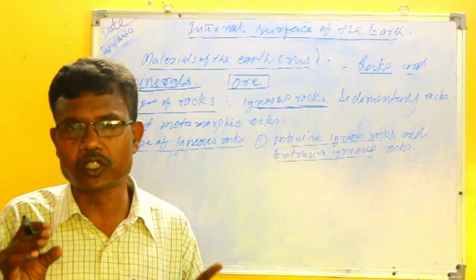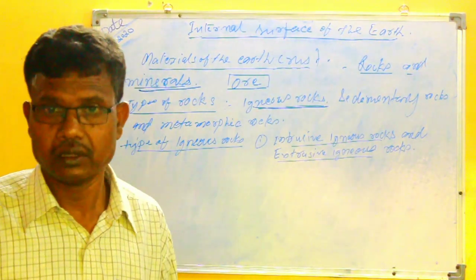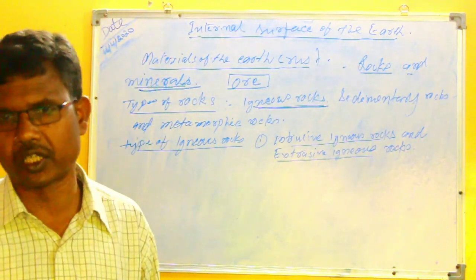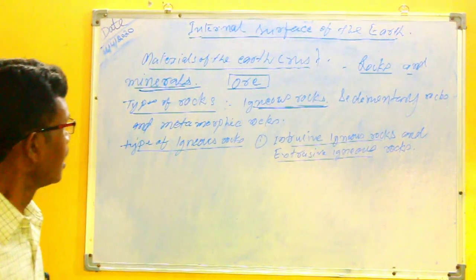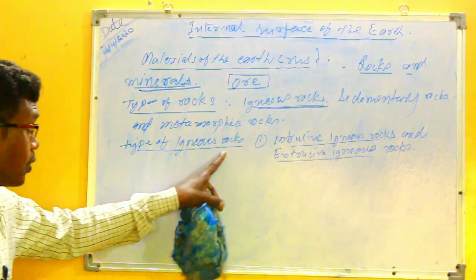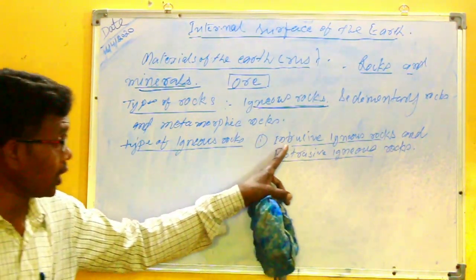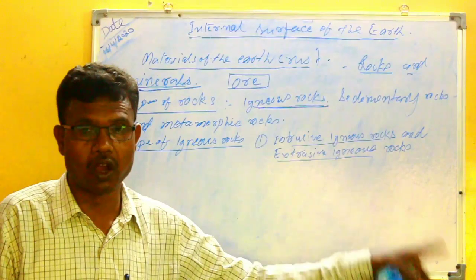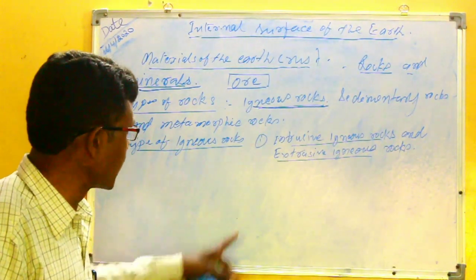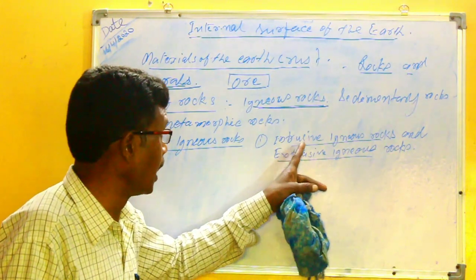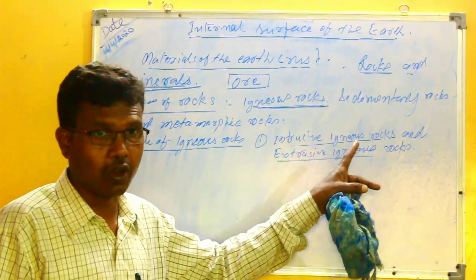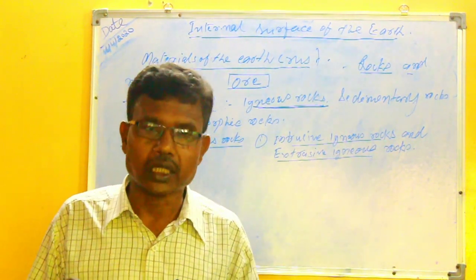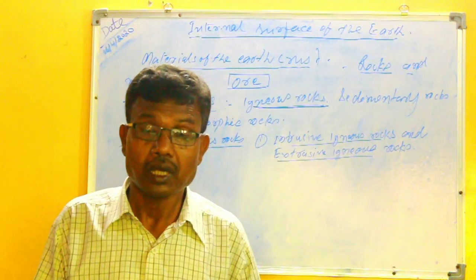Since the igneous rocks appeared first on the earth's surface, they are known as primary rocks. Igneous rocks are of two types: intrusive igneous rocks and extrusive igneous rocks. Let us consider first the intrusive igneous rocks. These rocks cool down below the surface of the earth.